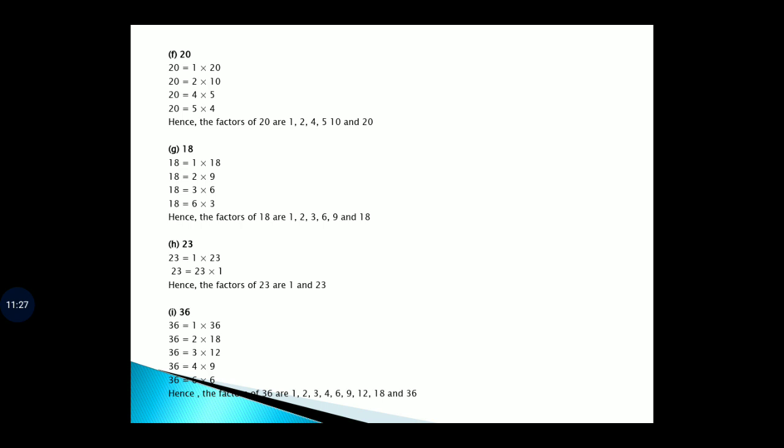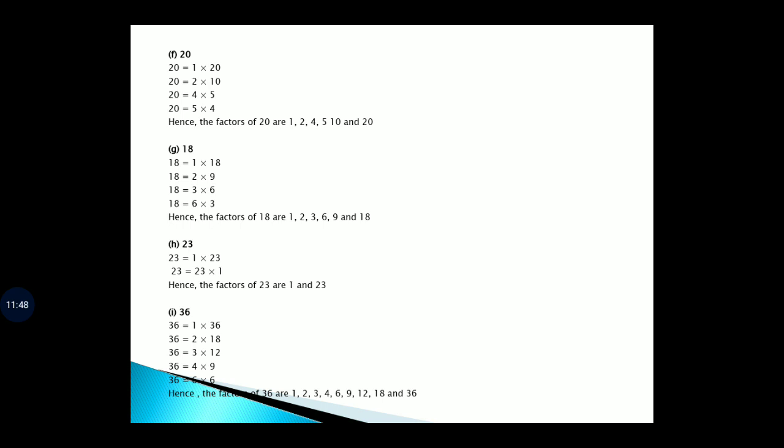Now, next one is 18. 18 is equal to 1 into 18. 18 is equal to 2 into 9. 18 is equal to 3 into 6. 18 is equal to 6 into 3. Hence, the factors of 18 are 1, 2, 3, 6, 9 and 18.